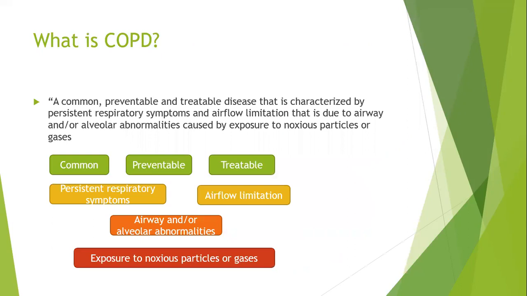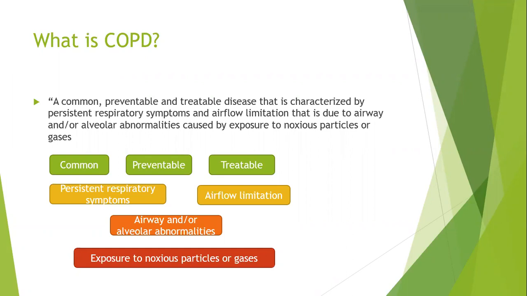Okay. So what is COPD? This is a long definition that is there in Robbins. It is a common preventable and treatable disease that is characterized by persistent respiratory symptoms and airflow limitations that are due to airway and/or alveolar abnormalities caused by exposure to noxious particles or gases. So this is really cumbersome to remember, so we will break it down.